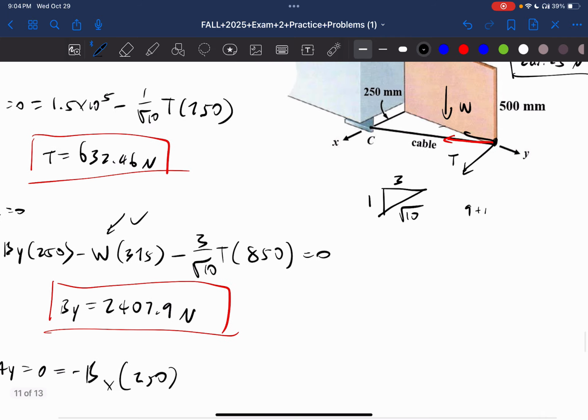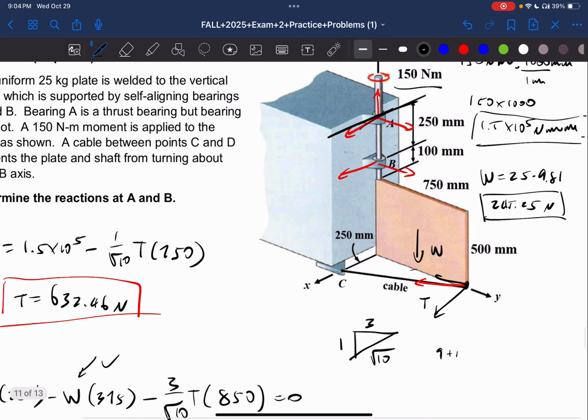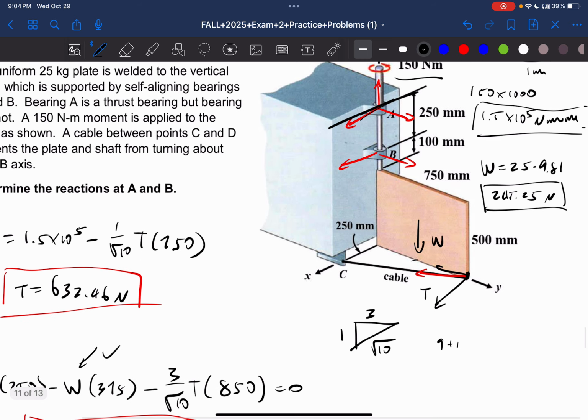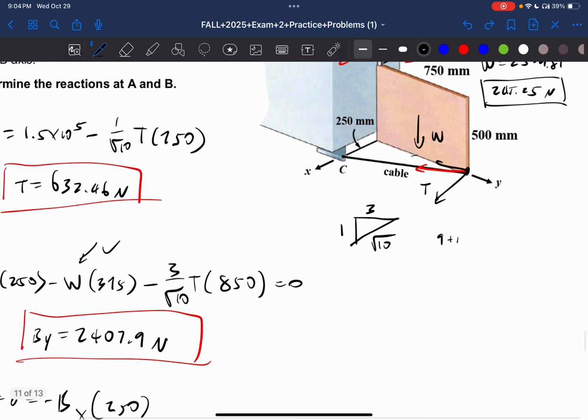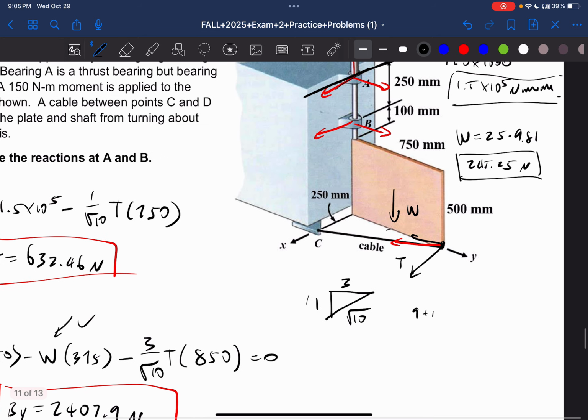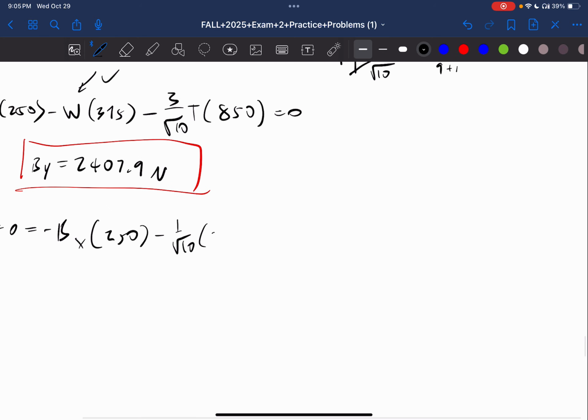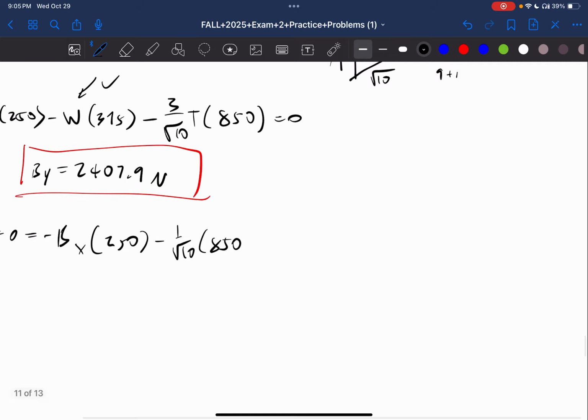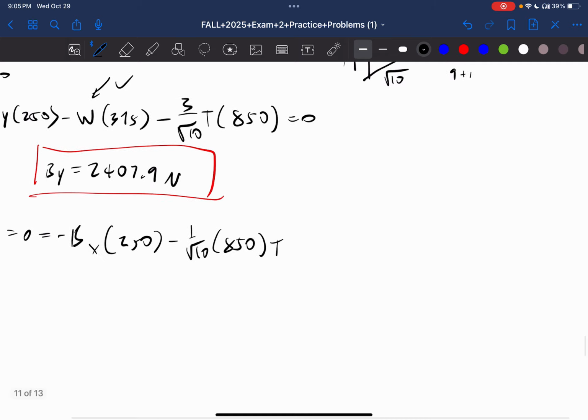And then we have tension, and that's going this way, which is also in the negative direction. And that is going to be 1 over square root of 10. So minus 1 over square root of 10 times the moment arm, which is this entire distance we did earlier, which is 850, times T. Okay, so everything is given except for Bx. So we can just solve for Bx. So Bx is equal to negative 680 newtons.